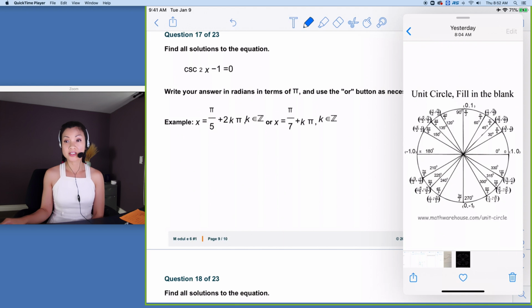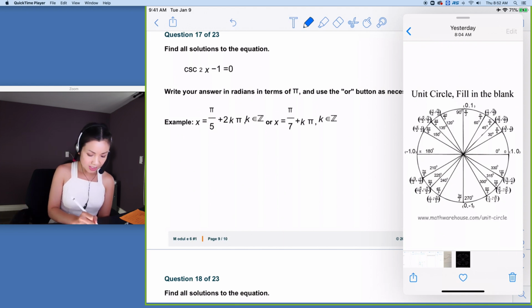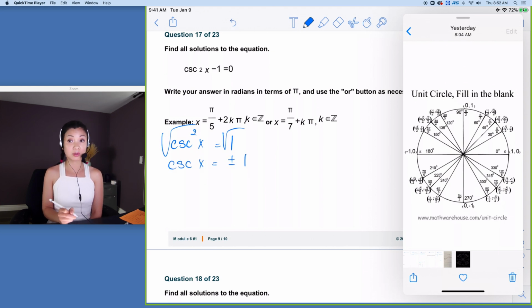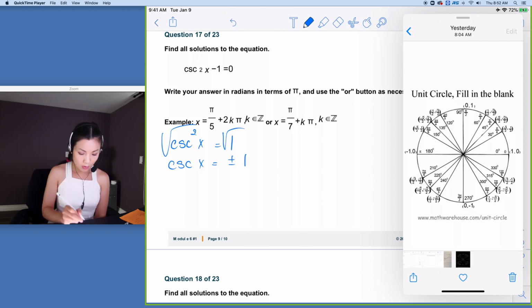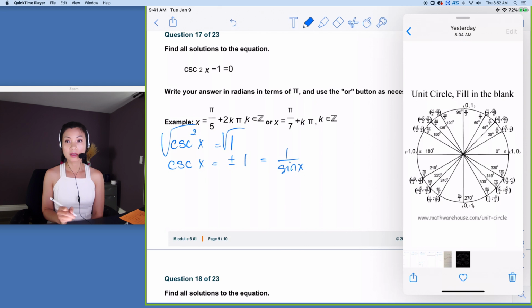Okay, so for 17, we do have quadratic, but this is easy because I can just simply move it to the other side and take the square root. The only thing you have to be careful about is when you take the square root, you end up with plus and minus 1. Okay, so there are two numbers. Don't forget that cosine is 1 over sine. What's the angle that gives you plus and minus 1? Pi over 2, right?